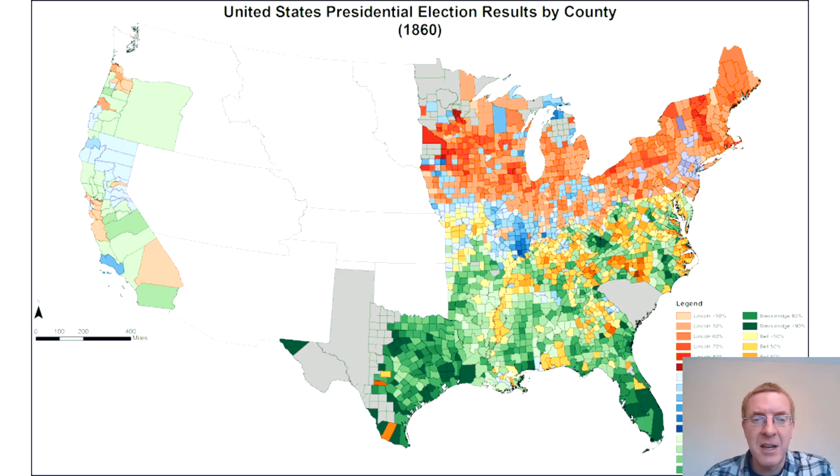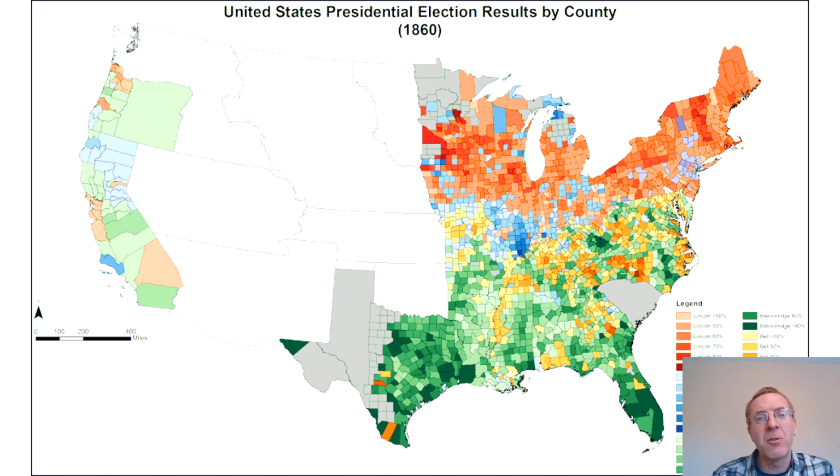Now let's look at Texas, and you'll see that Texas is really just East Texas at this point, as far as where there are enough people living to actually have votes. And almost all of it went for Breckenridge. So Texas, yes, very much a southern state.